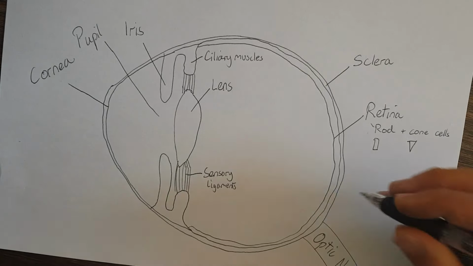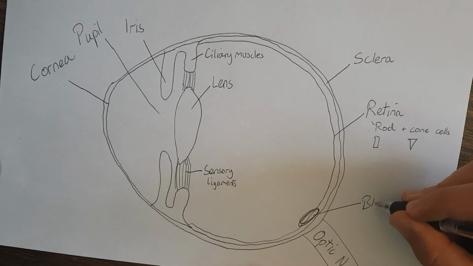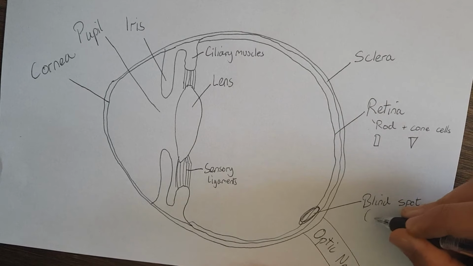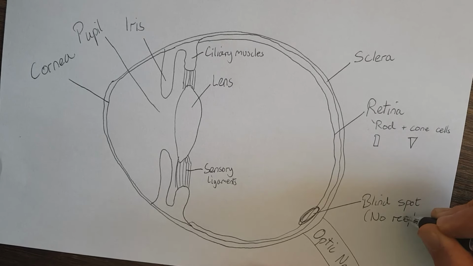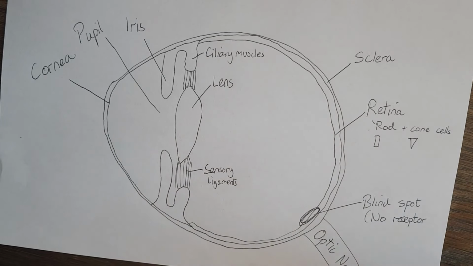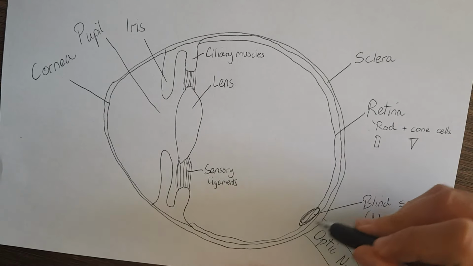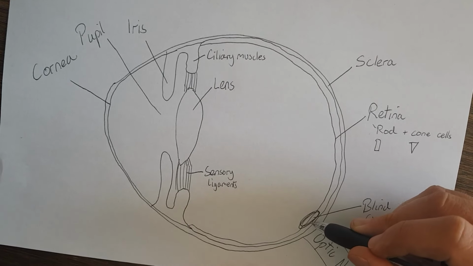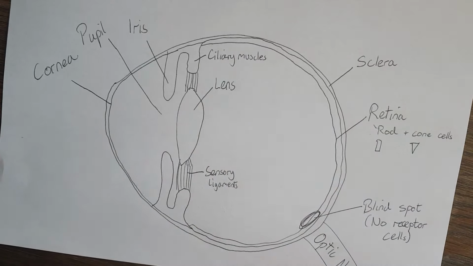Now we've also got something down here. This part here is called a blind spot. We've got no detectors here, so no receptor cells. If I can spell, R-E-C. Okay, there's a C in there as well. No receptor cells. We can't actually see anything if light hits this part. Now we're not aware we've got one because our brain is very, very good at working out what image needs to go there, so fills it in for us.